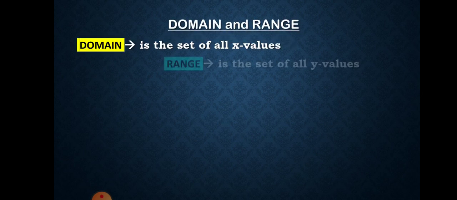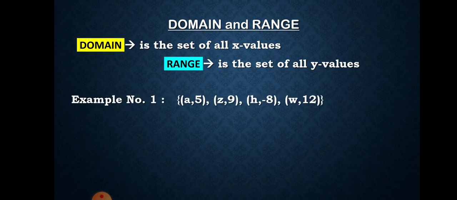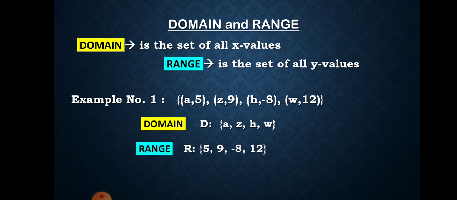Let us talk about domain and range. It is said that domain is the set of all x values. Range is the set of all y values. For example, we do have the ordered pairs. A relates 5, Z relates 9, H relates -8, W relates 12. So, tingnan natin kung paano isinusulat ang domain. Yan. We do have the domain A, Z, H, and W. How about the range? 5, 9, -8, and 12.